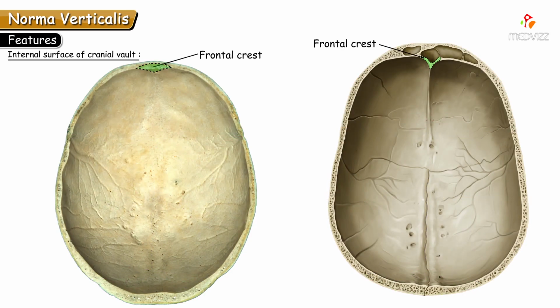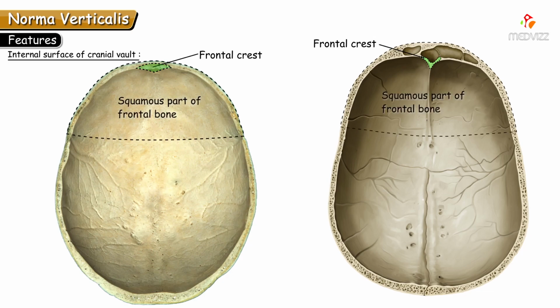Frontal crest. Frontal crest is the midline crest seen on the inner aspect of the squamous part of frontal bone. Falx cerebri attaches to this crest. Falx cerebri is the fold of dura mater which attaches anteriorly to the frontal crest.